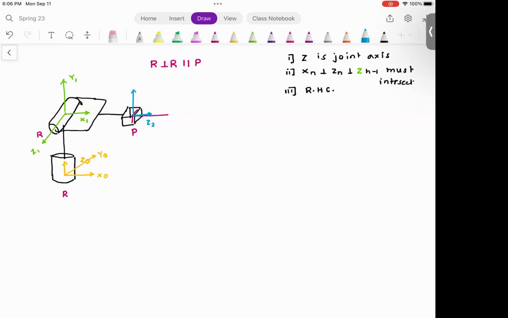I want you to understand that for frame number 0 and frame number 1, the rules are satisfied. Z0 and Z1 are the joint axes. X0 is perpendicular to Z0. There is no Z n minus 1, so we don't have to worry about X0 being perpendicular to and intersecting Z n minus 1. And we have Z, X, Y. I complete the triad for the first revolute joint. Look at the second revolute joint. Z1 is the joint axis. X1 intersects Z1 and it intersects Z0. And I complete the triad with Y1. See this, X, Z, and Y. So I completed that triad.